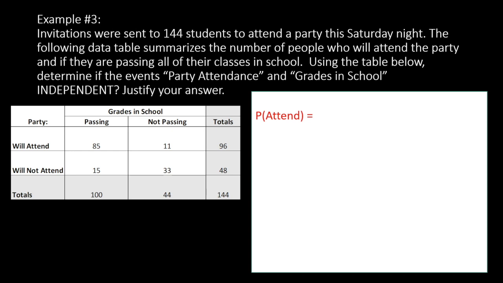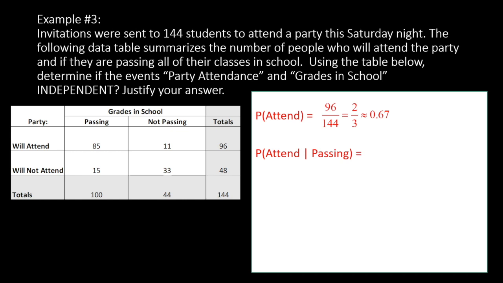So the first way we're going to do this is look at the probability that somebody will attend the party. Again, we're just talking about reaching in this box of students and pulling one student out at random. What is the probability that they will attend the party? In this case, we're looking at 96 people out of 144 will attend the party, and that's about 0.67.